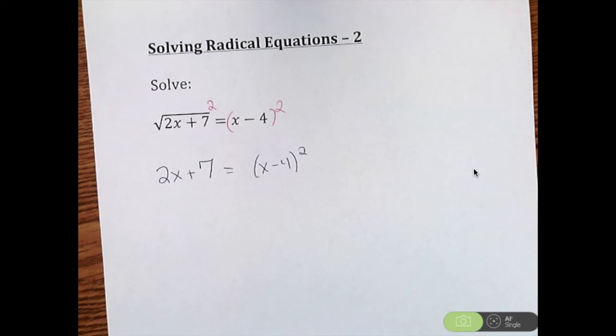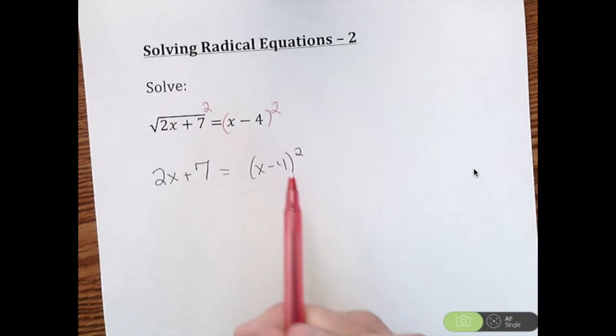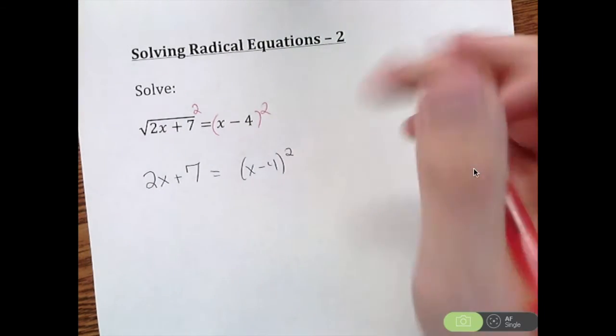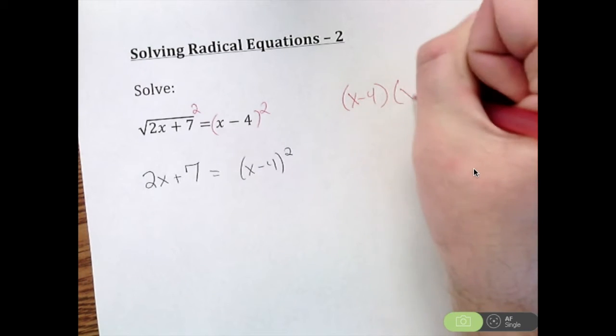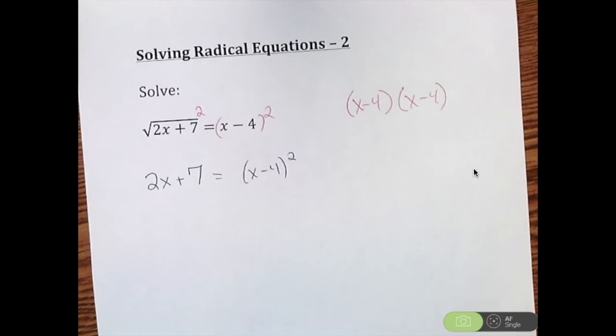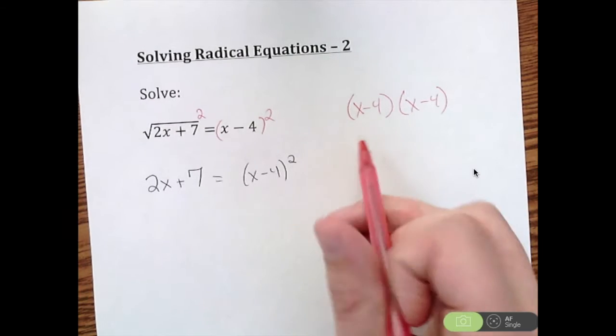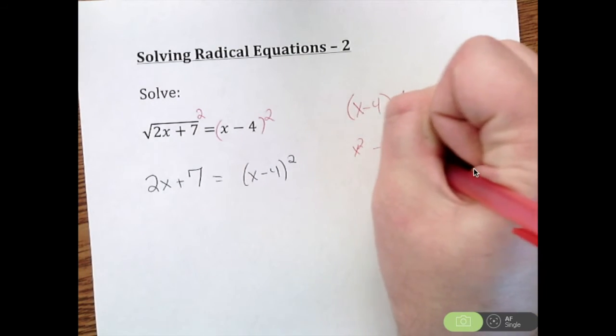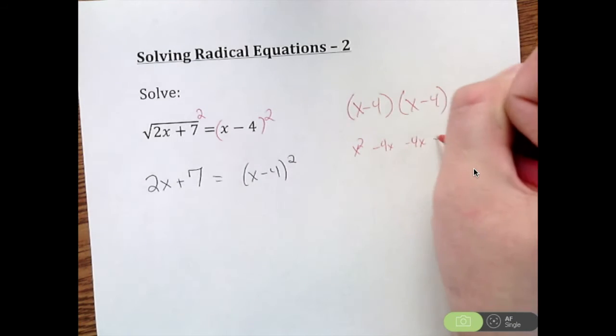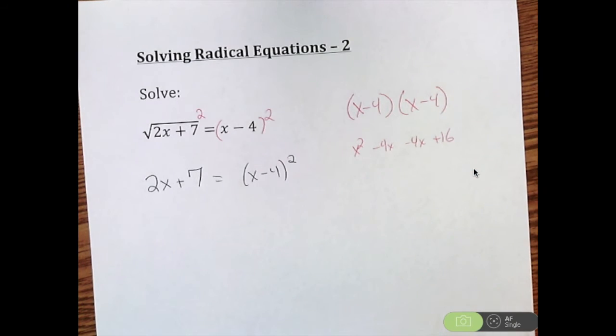So we got x on both sides. I would like to clean things up here and see if we can get x all on one side, and we can go from there. The thing to remember here is when you have x minus 4 squared, that is the same as x minus 4 times x minus 4. So when you distribute and multiply this out, you're going to get x squared minus 4x plus 16.